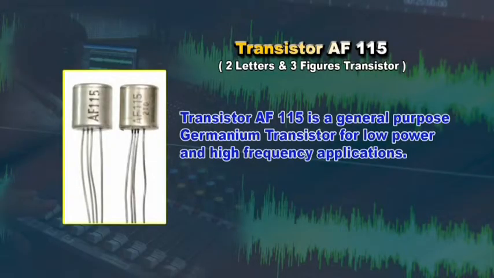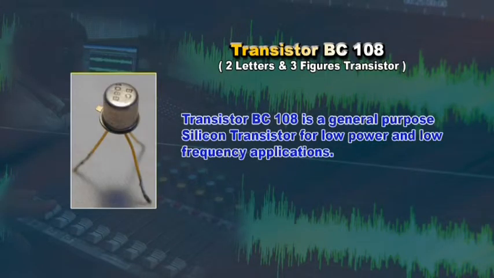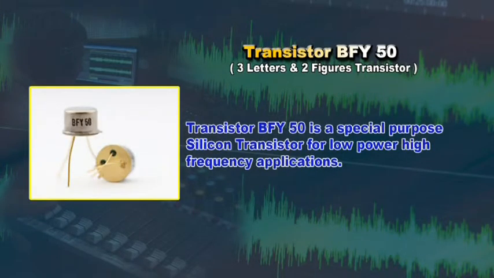For example, transistor AF115 is a general purpose germanium transistor for low power and high frequency applications. Transistor BC108 is a general purpose silicon transistor for low power and low frequency applications. Transistor BFY50 is a special purpose silicon transistor for low power and high frequency applications.